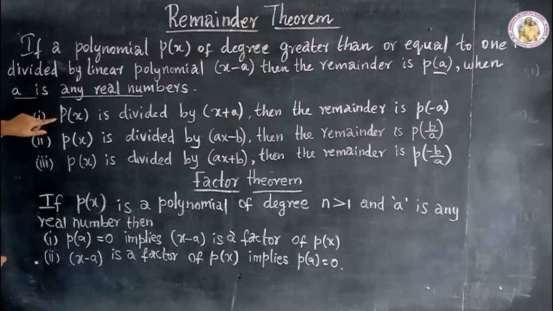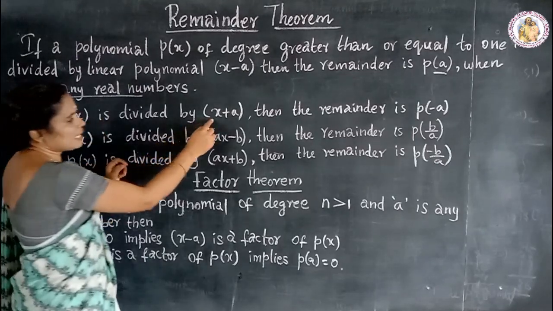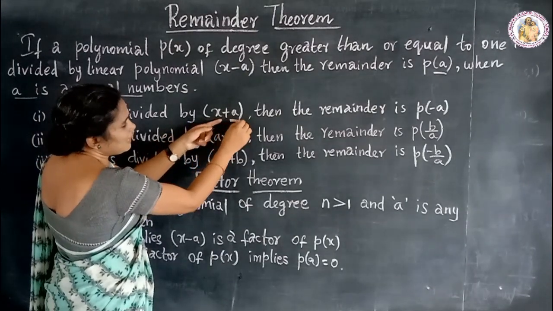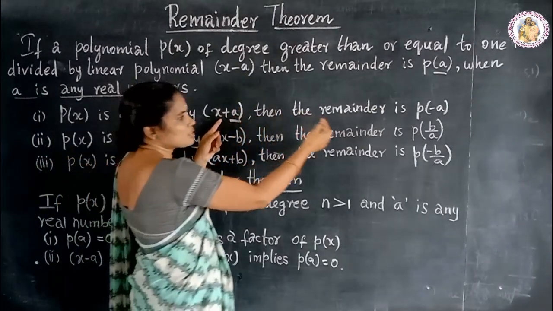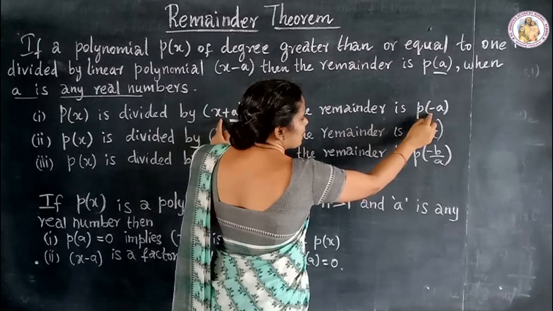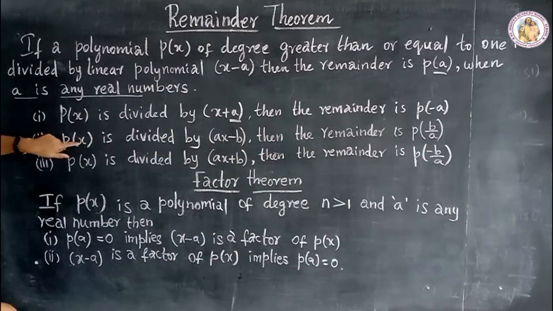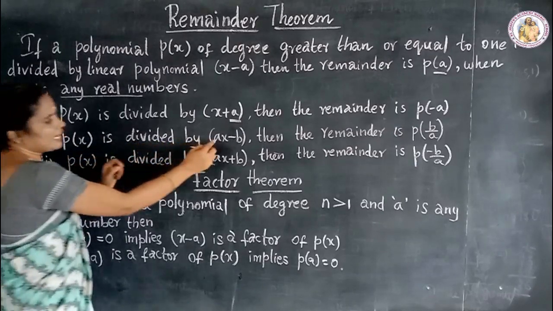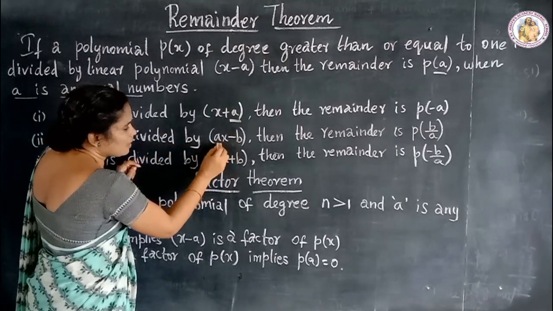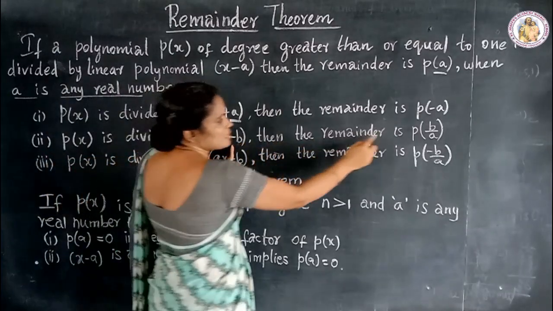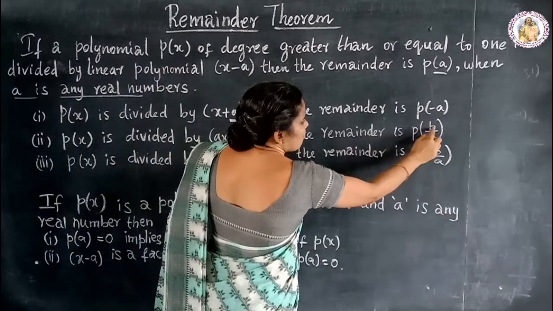First, if p(x) is divided by x plus a, considering x plus a, then the remainder will be plus a. When it moves to the right side, it goes as minus a, so the remainder is p(-a). Number 2, if p(x) is divided by ax minus b, then the remainder is p(b/a).